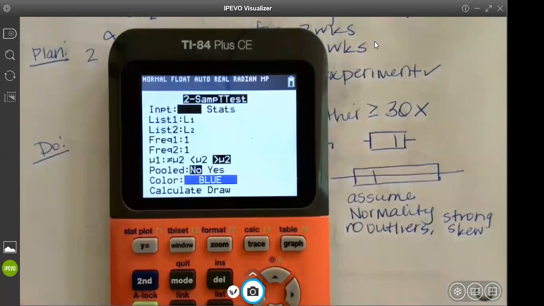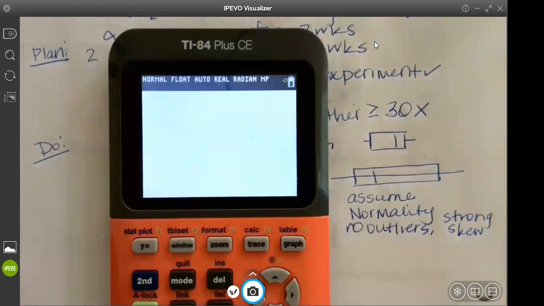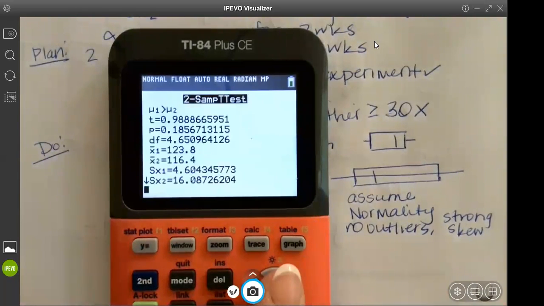Two sample t-tests. And we already have the data, right? In L1, L2. We said greater than, so that's fine. Let's calculate it and see what happens. I would write down everything you see on this screen.